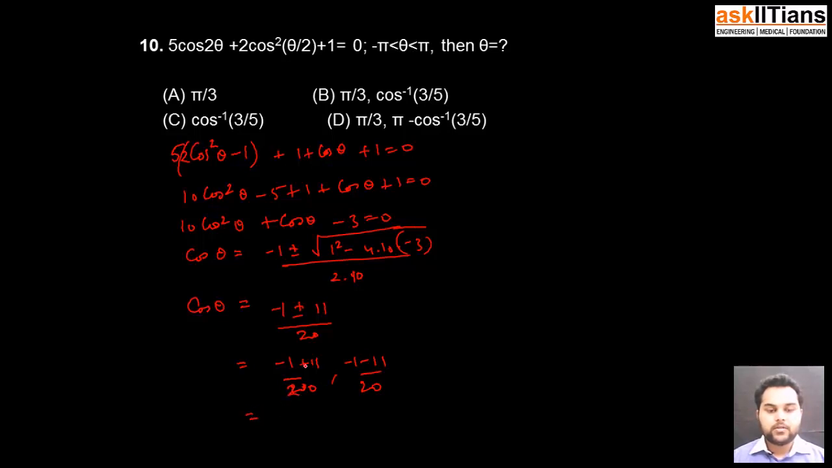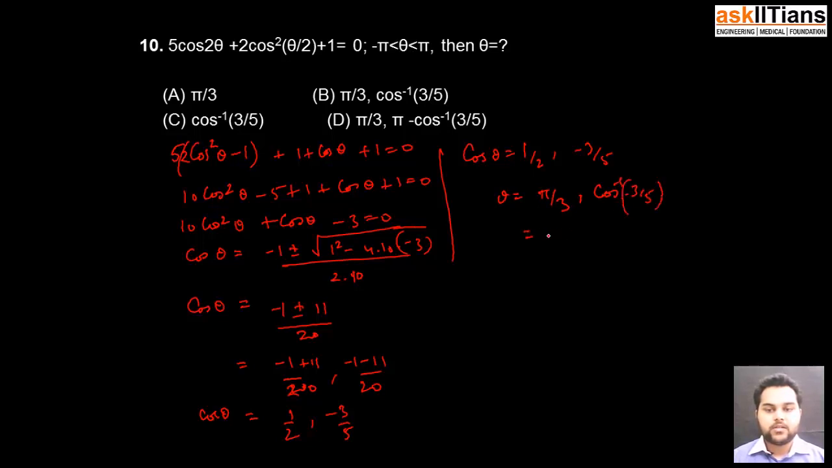So correspondingly I would get values. This would give me half, and this one would give me minus 3 by 5. So solving for the value of theta, I have two values of cos theta, so theta would be either pi by 3 or cos inverse of minus 3 by 5. Now cos inverse of minus 3 by 5 can be written as, cos is negative in second quadrant, so I would write pi minus cos inverse 3 by 5, because in that quadrant itself I try to find the principal solution, and this gives me the value. The option to be correct is D.